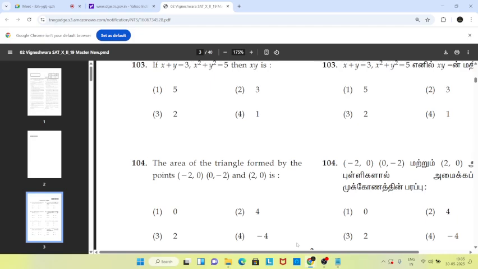You take the base on the x-axis. What is the base length?